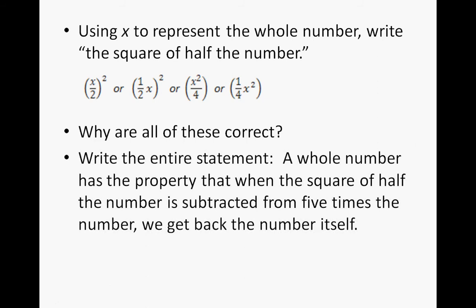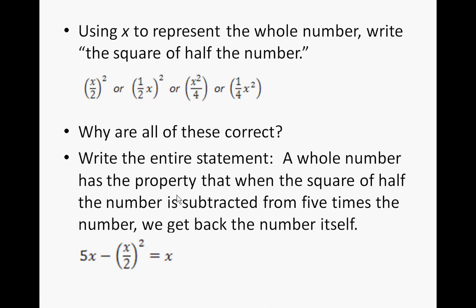All right, so now that we have one of these that we're going to pick, we're going to write the entire statement. A whole number has the property that when the square of half the number is subtracted from 5 times the number, we get back the number itself. All right, so we're obviously going to use this. Now we need to finish the rest of the statement. So see if you can match up what is happening.